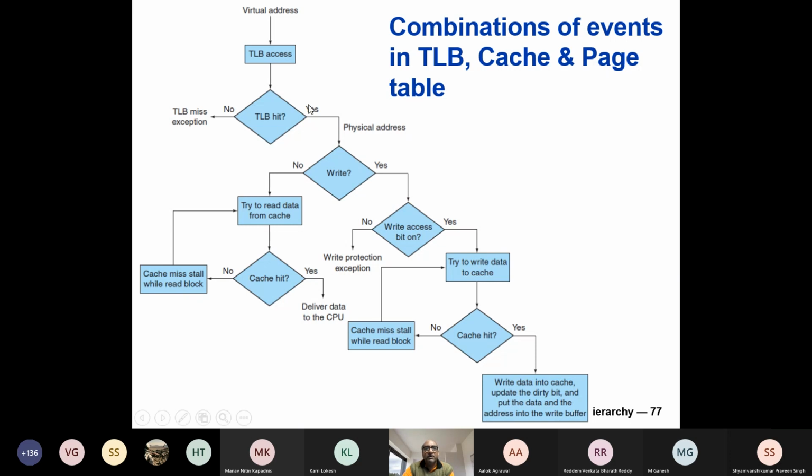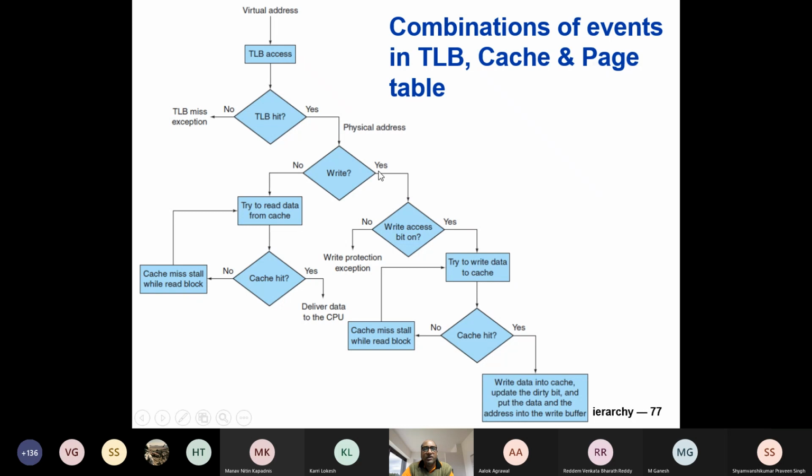So once the TLB hit is there, you have to check whether you want to write or whether you want to read. If you want to write, you need to check whether the page has the write access bit set or not. As I mentioned, some pages are write protected. In that case, the write access bit will be 0. And some pages allow read and write access. In that case, the write access bit will be 1.